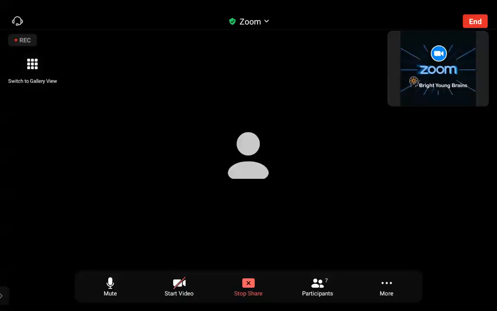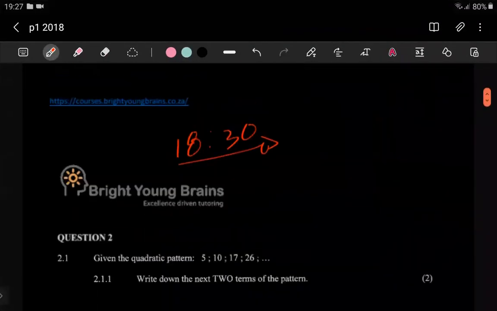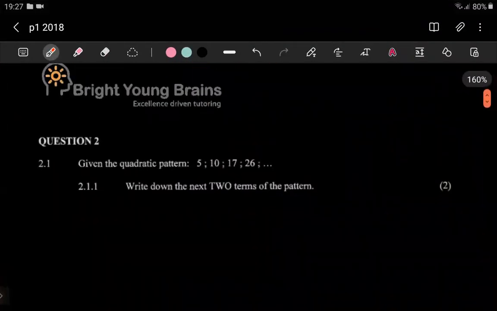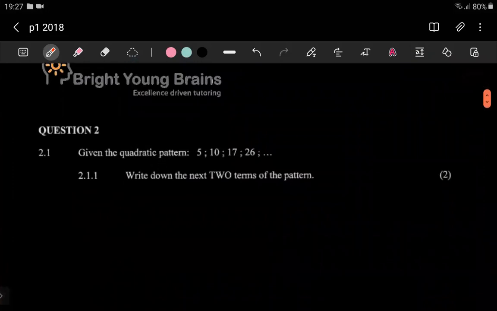Now and get it over and done with. Question two says, given the quadratic pattern 5, 10, 17, 26. This looks like such a generic question. Write down the next two terms.